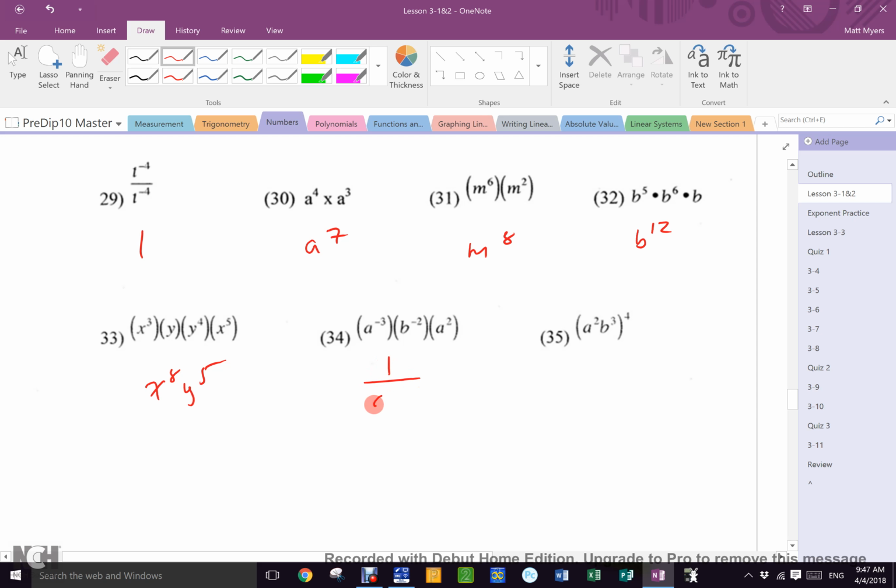1 over a times 1 over b squared. What Kian actually said was 1 over a times 1 over b squared. 1 times 1 is 1. A times b squared is ab squared because we want it as simple as possible. And Gagny? B to the 12th. Excellent.